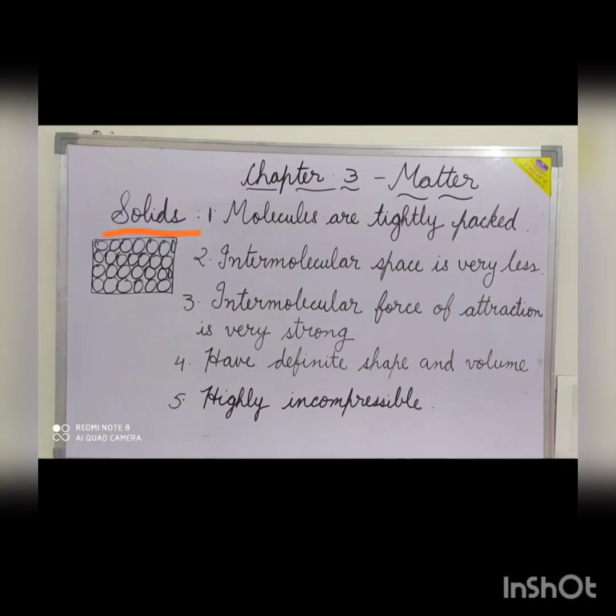Solids. In the solids, the molecules or particles are tightly packed. As you can see in the figure, there is no space between the particles or molecules. Intermolecular space is very less. You can easily see in the diagram, the spaces between are very less.